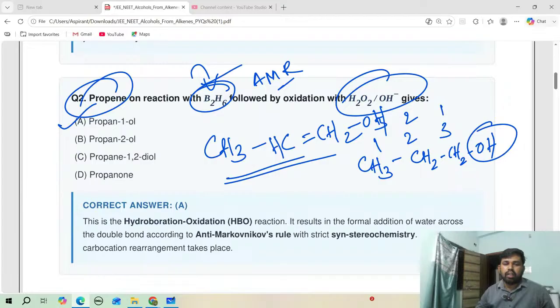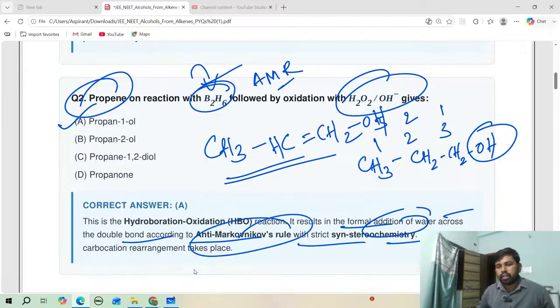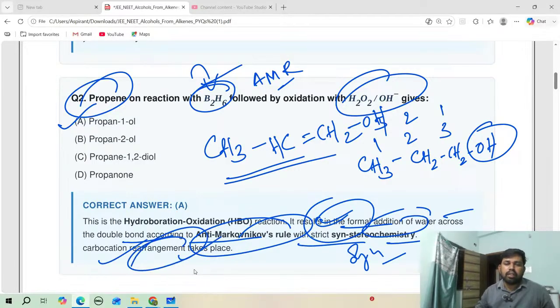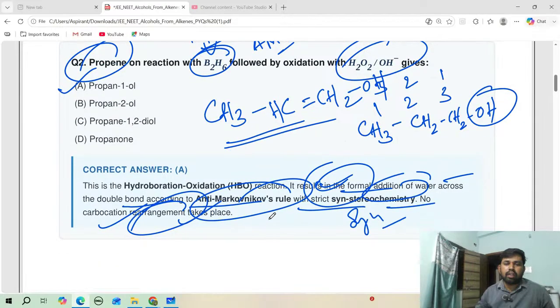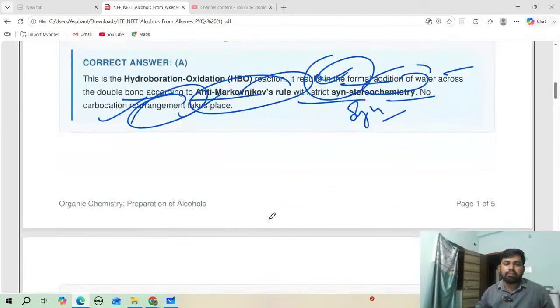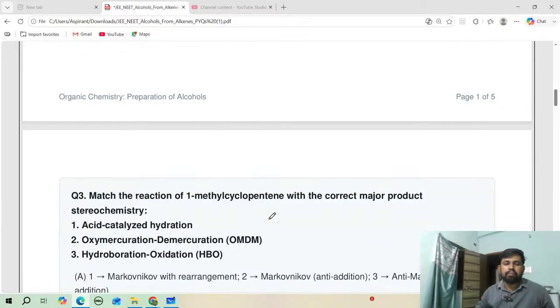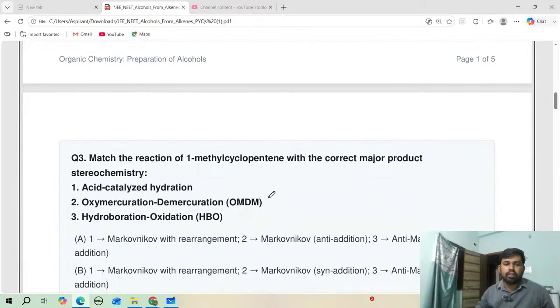Hydroboration oxidation reactions result in the addition of water across the double bond according to anti-Markovnikov's rule and with syn stereochemistry. Syn stereochemistry, remember. No carbocation rearrangement takes place. Syn stereochemistry, no rearrangement. Remember these words. Now we have, just now we discussed about this one.